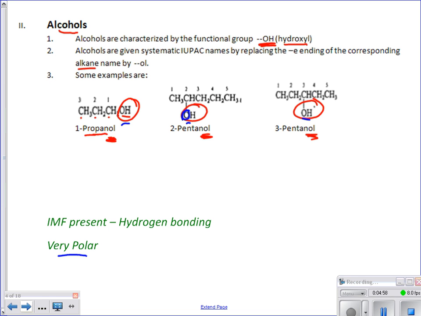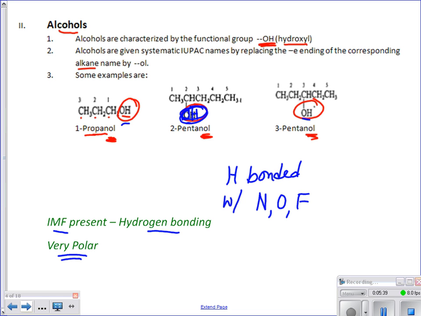Because it's polar with these two elements bonded together, that makes it a strongly polar molecule, and our IMF that is present is going to be hydrogen bonding. Remember that hydrogen bonding is when you have hydrogen bonded with nitrogen, oxygen, or fluorine, one of those. And we see that going on right here where oxygen and hydrogen are bonded together. So because of that, you're going to have hydrogen bonding, which is a very strong dipole-dipole force. So you've got a very strong IMF, and it's a very polar molecule.